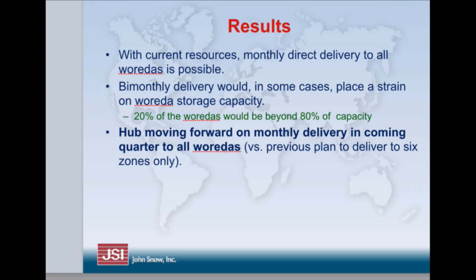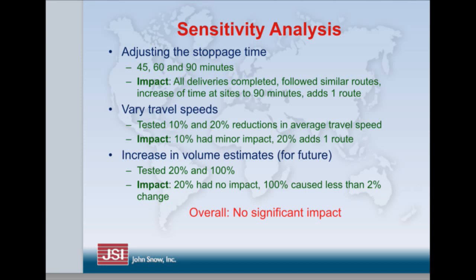Our previous transition plan was to deliver to zones as intermediate storage levels. So we shift from zonal delivery to woreda delivery. We also did some sensitivity analysis regarding adjusting the storage time, varying travel speed, and increasing the volume estimate. When we adjust time from 45 to 60 minutes, all the woredas are completed and the routes will not change. But when we shift the storage time to 90 minutes, it will add one small route.